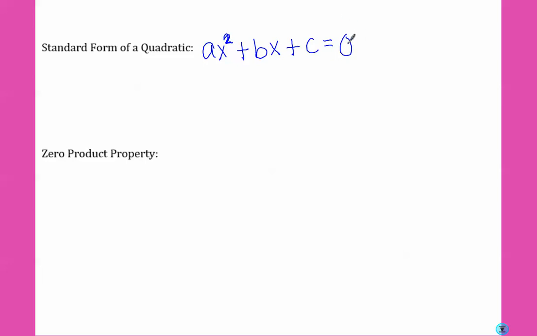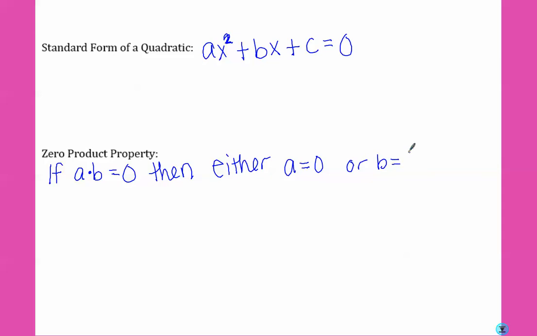The reason we want it equal to 0 is so we can use the zero product property, which says if a times b equals 0, then either a equals 0 or b equals 0. Or both of them could equal 0. Because 0 times 27 is 0, 15 times 0 is 0, 0 times 0 is 0. So let's see how we put this to use.